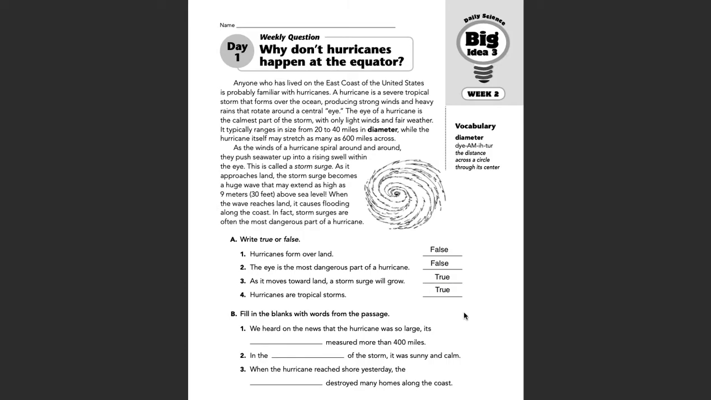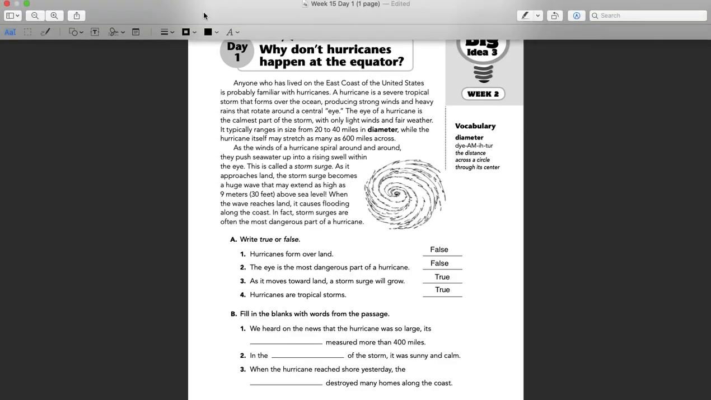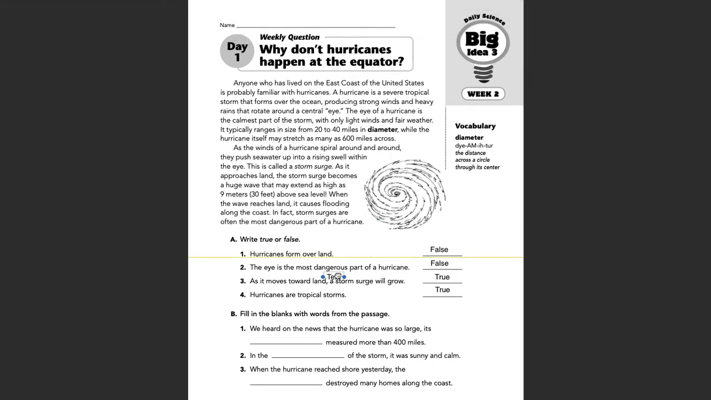We heard in the news that the hurricane was so large its blank measured more than 400 miles. So that's our vocab word for the day, and we're familiar with this. Diameter, we just did an activity where it involved the planets, and we had to find similar objects and scale the diameter. So that's what they're talking about there. Number 1, fill in the blank, would be diameter.